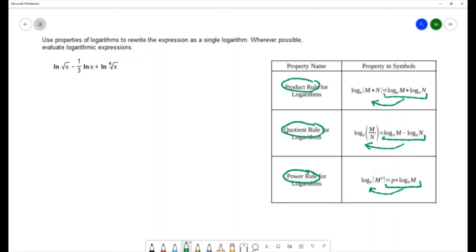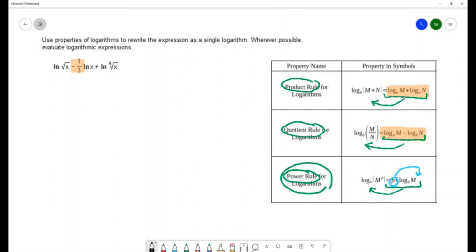With this example, we're going to start with the power rule because I want you to notice in the expressions for the product rule and the expression for the quotient rule, there are no coefficients on the logs for those properties. And we have a coefficient on this log right here. So right now we are not able to use the product or the quotient rule because of that coefficient. So what we have to do is take this coefficient and move it into the power using this power rule for logarithms.